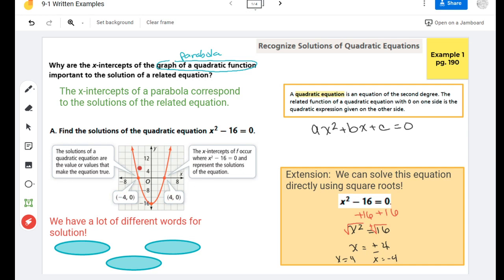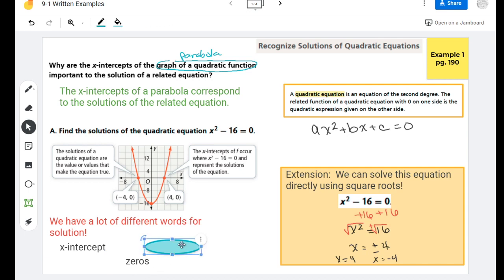Now the other thing is there are a lot of different words that we use to describe a solution. I want to make sure that we're comfortable and aware of some of those words. So we know solution. There's also x-intercept, zeros, or roots. They have a lot of different phrasing for this. So just be aware that if they ask for any of these 4 things, they're all asking for the same thing.